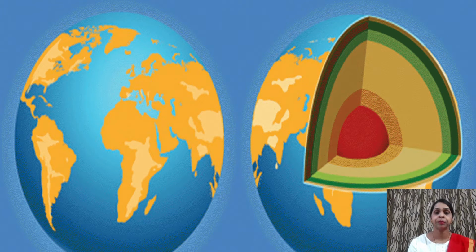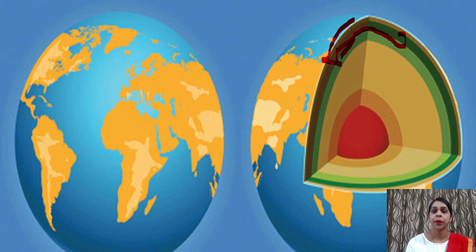You see here. This is the upper part. This is the core, and the second part is the mantle. And the third part is this outer core, and this is the inner core. This is a solid form.